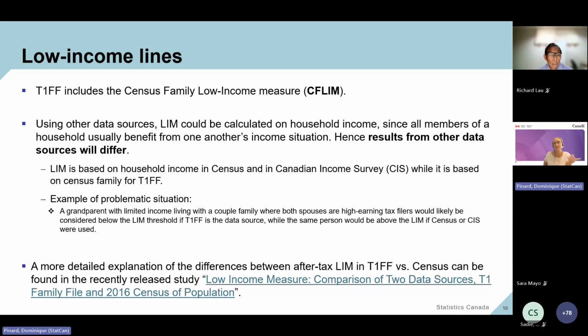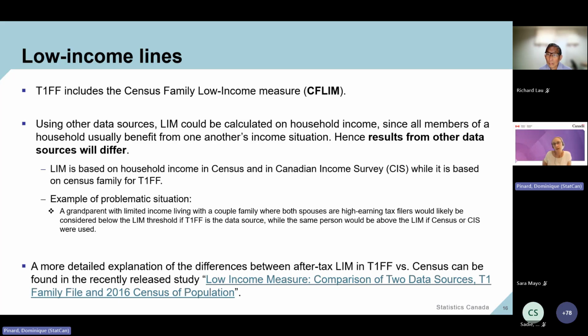I think that the example on that slide explains that situation. Okay, a grandparent with limited income, this is the example that I'm talking about. So in concrete terms, let's say that Joe lives with his partner Leo. They have two children, but they also live with Joe's parents, Mary and Albert. On TIFF, Mary and Albert, Joe's parents, would be one census family, and Joe, Leo, and the two children would be another census family. However, on other data sources, they would compose one larger household.